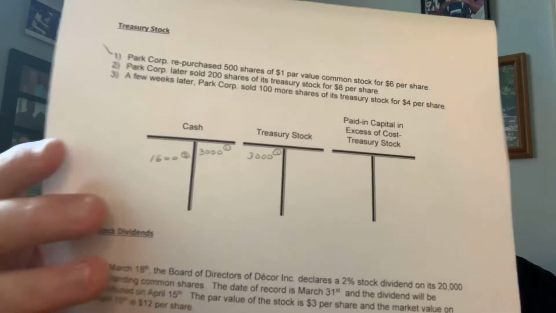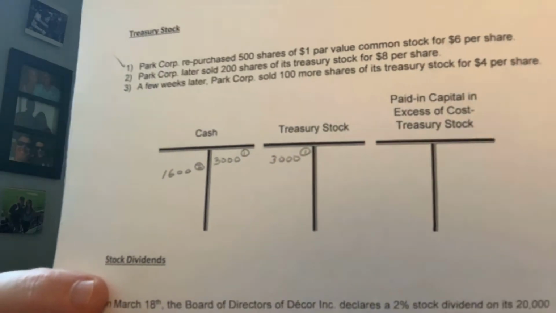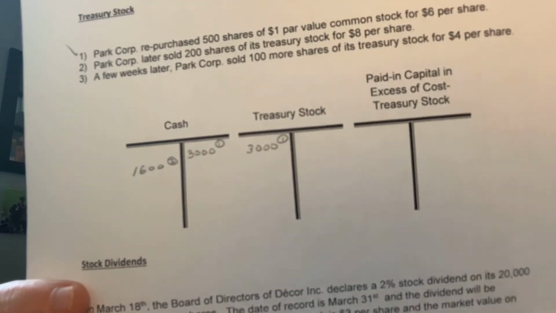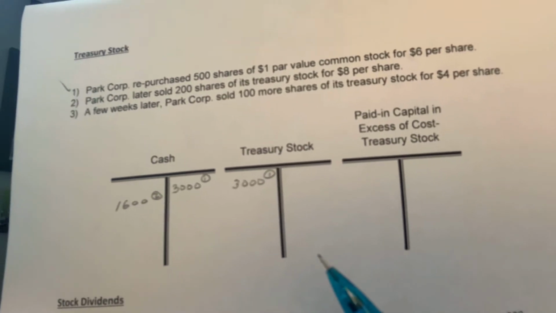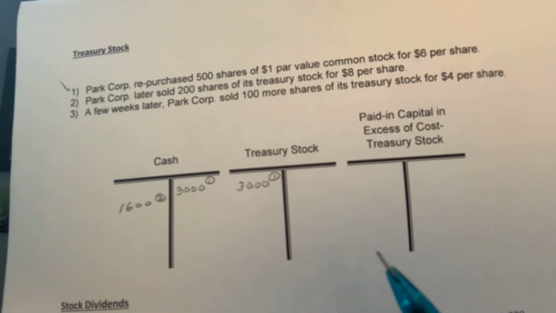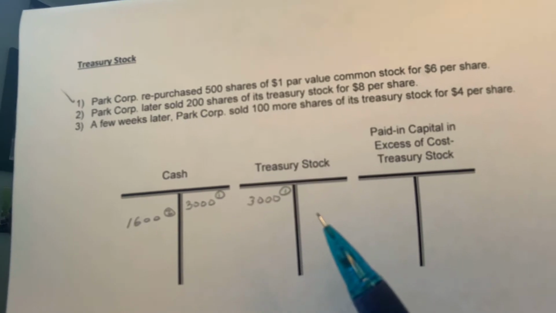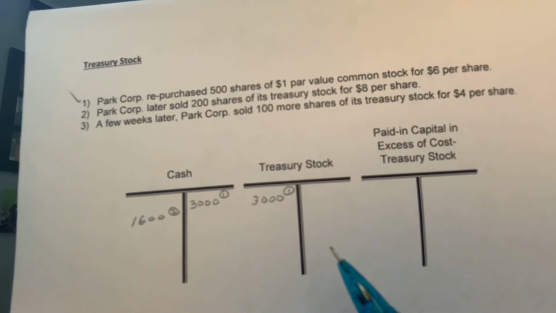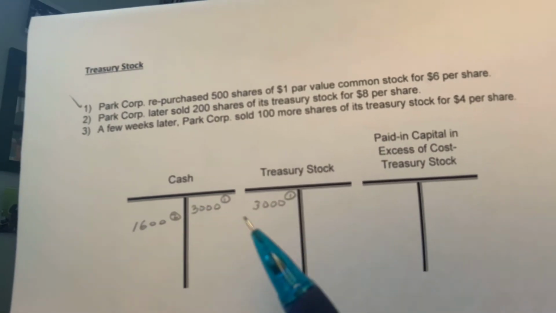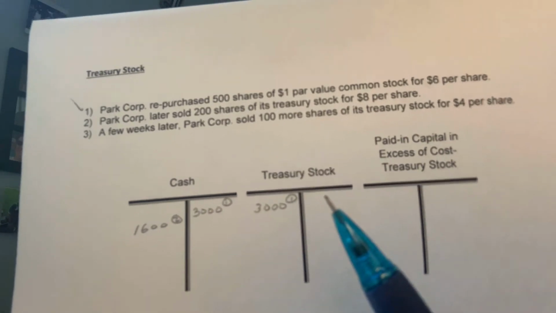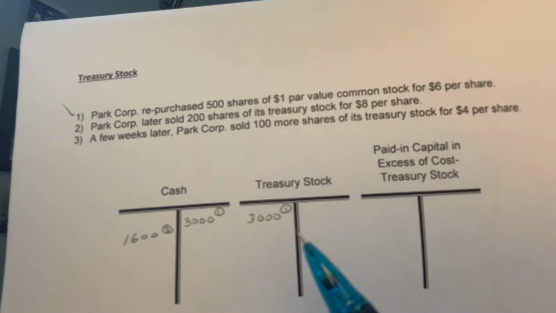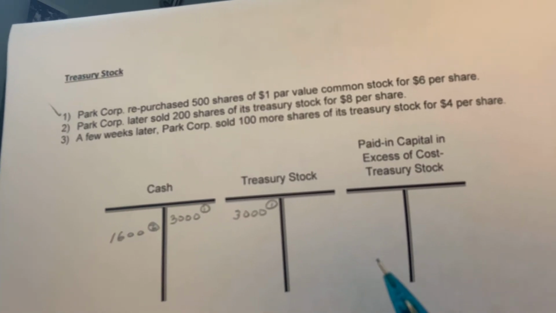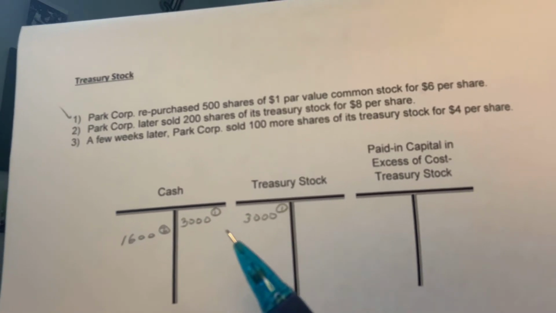Now, the next thing you're going to have to do, and this is just something you remember with the way the cost method works, is we're going to need to impact the treasury stock account, of course, because we're going to need to reduce it with a credit. The trick, though, to reducing this account is we're going to reduce it at the same rate that we added to it. In other words, remember, we put the treasury stock in at $6 per share. So we're going to take it out at $6 per share. At the same rate we put in, we're going to take out.